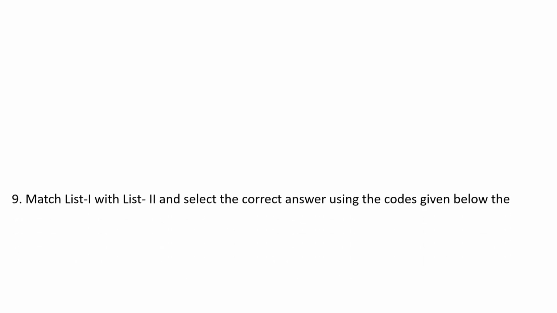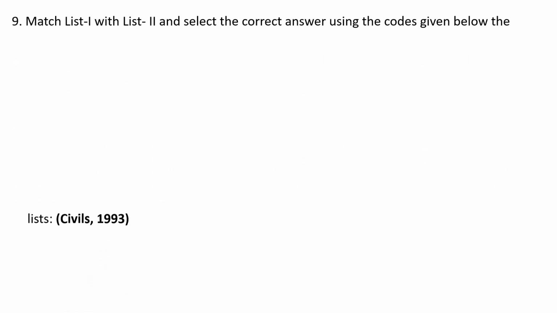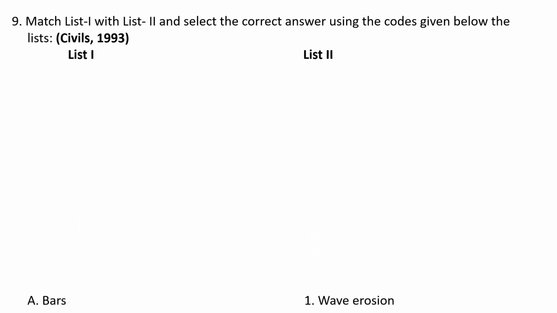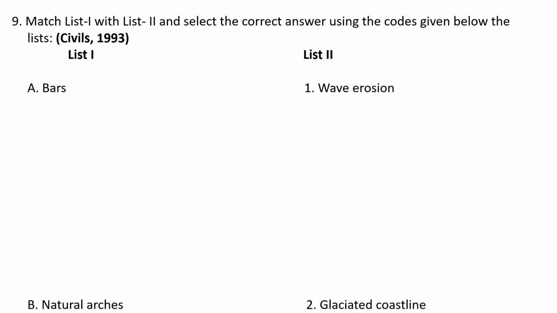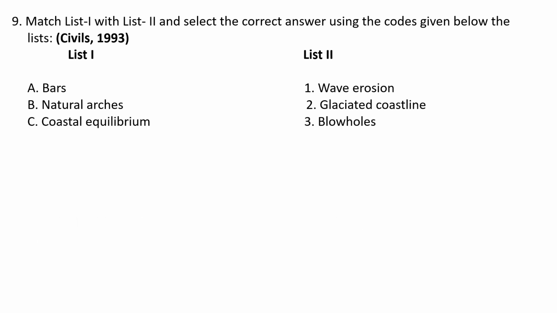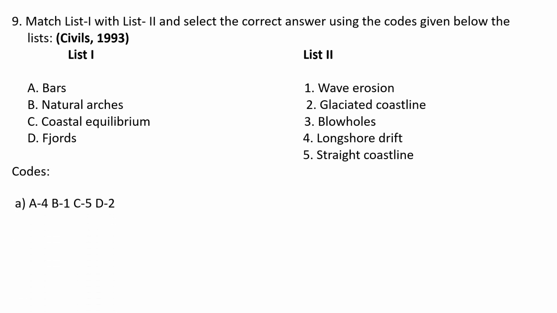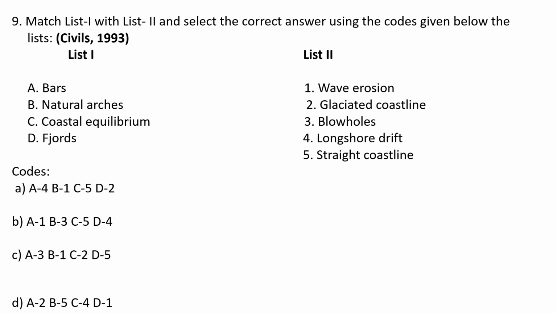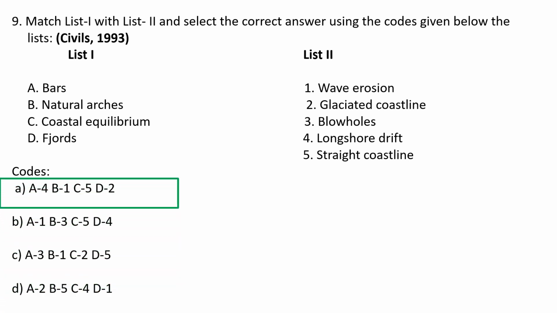Next question. Match list 1 with list 2 and select the correct answer using the codes given below. So list 1 and list 2 are given. In list 1, bars, natural arches, coastal equilibrium, and fjords are given. In list 2, wave erosion, glaciated coastline, blowholes, longshore drift, and straight coastline are given. So the choices are codes A. A4, B1, C5, D2. B. A1, B3, C5, D4. C. A3, B1, C2, D5. And D. A2, B5, C4 and D1. So the correct answer falls as A.